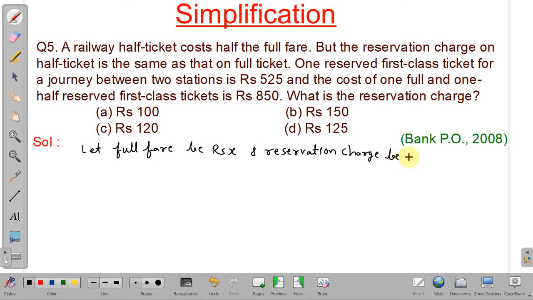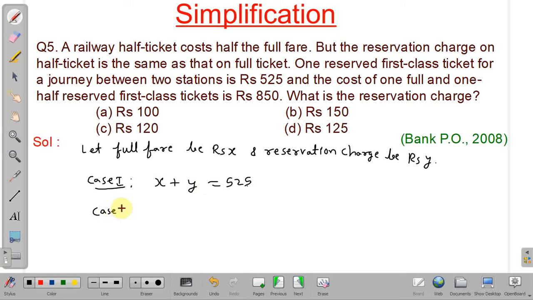Reservation charge be rupees y. Okay, per ticket. So case 1, what is given? Full ticket cost is 525. So in the full ticket, fare will be included plus reservation charge. So x plus y is equal to 525.